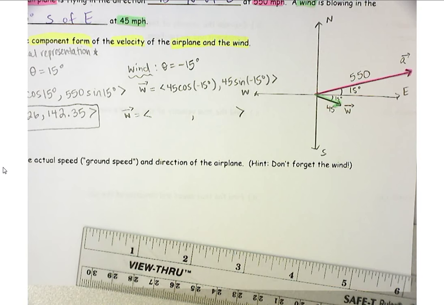Okay, and Dylan, will you tell me what you get for the horizontal? And then Aiden, I'll have you tell me what we get for the vertical.